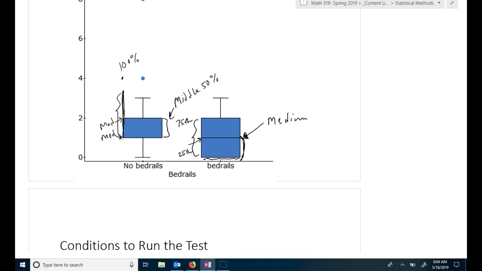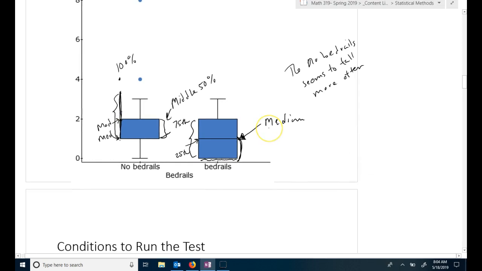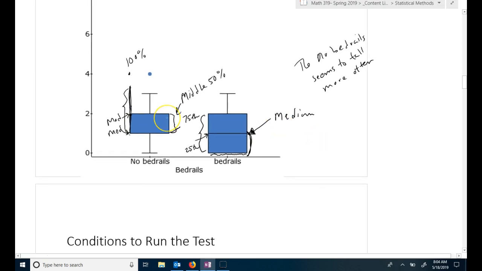Well, this one's a little bit harder to see, but what you can tell is that at least on preliminary inspection, the no bed rails group seems to fall more often. So that's important. Again, we've got the median here, and the median is either here or here, and we'll see that in just a second. But what you can tell is either the median is at exactly the same point as for the bed rails group, or it is actually less than for the bed rails group.